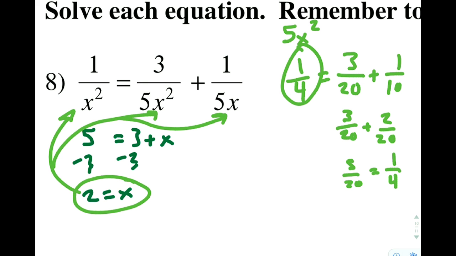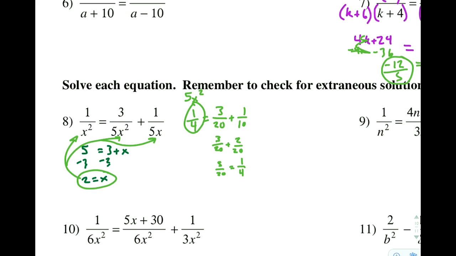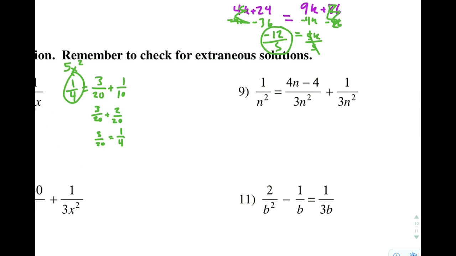X does equal 2. There will be times where you get the answer, you plug it back in, and it will not work. It will give you an incorrect answer, and that seems to come up even more with negatives, but it can happen a lot of times with positive numbers as well.